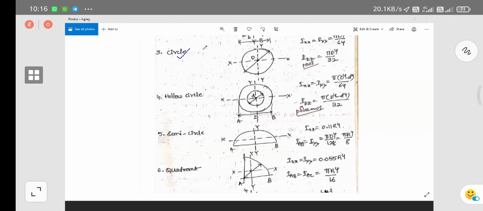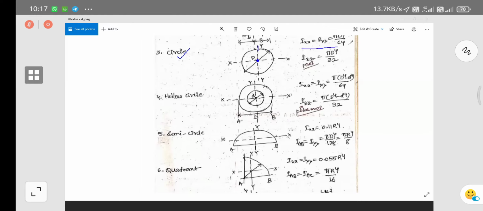So the circle. See here, I have taken a circle. We know that the center of the circle will be at this particular location, which has central axes y and xx, with diameter capital D. If I want to find the moment of inertia about the xx axis, r is the perpendicular distance, that is capital D by 2.